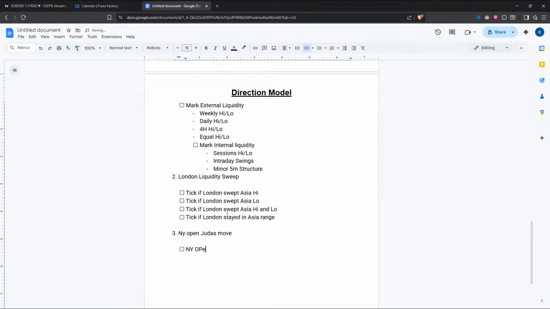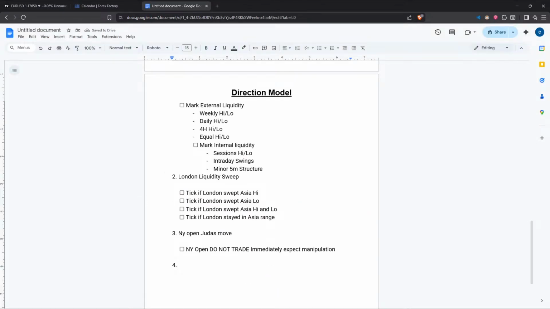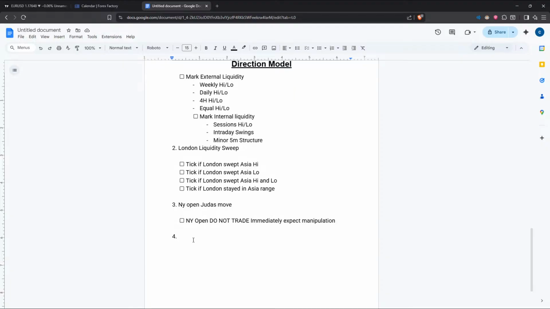New York Open: do not trade immediately. Expect manipulation. I think I need a new keyboard because my spelling is so great. Okay, cool. So at New York Open, we do not trade immediately. We expect manipulation. Again, we're going to go into that more as we go along. After we have the Judas move, we then have the real move.